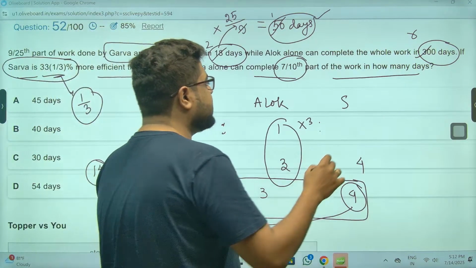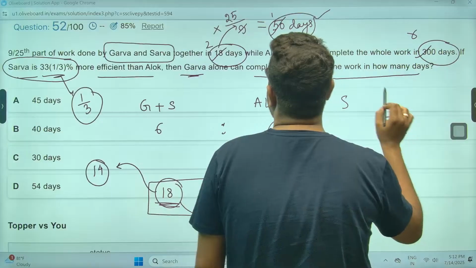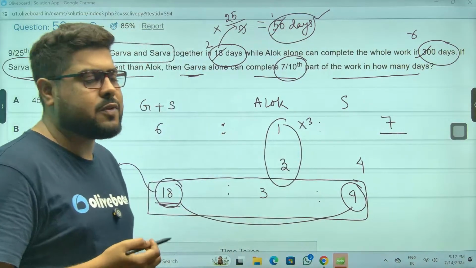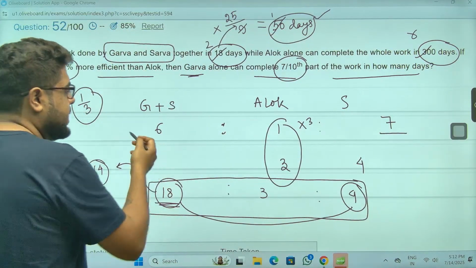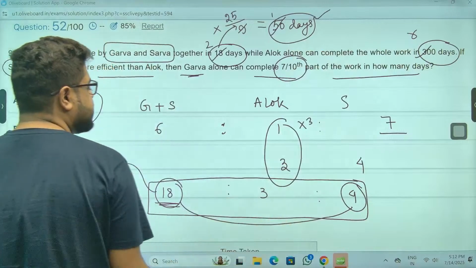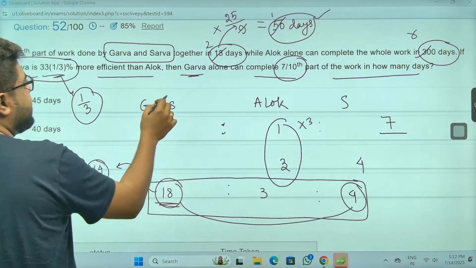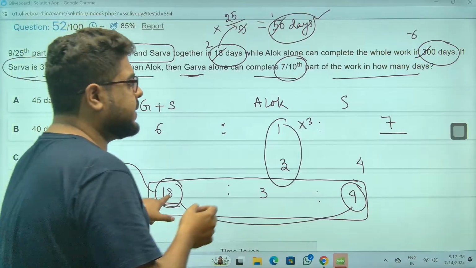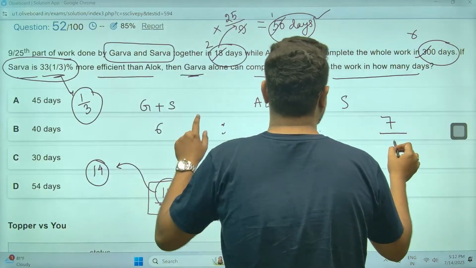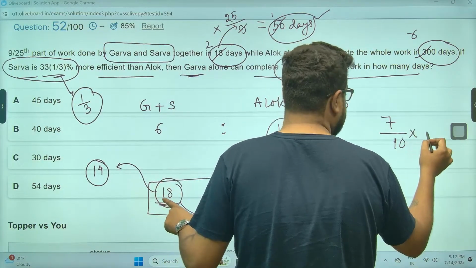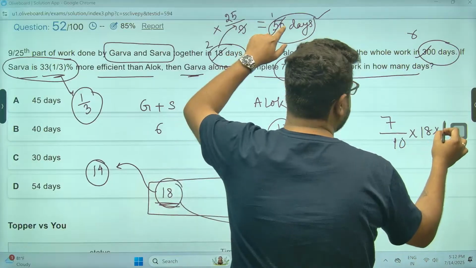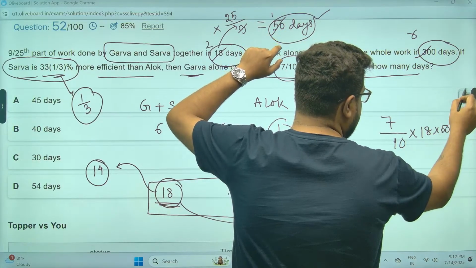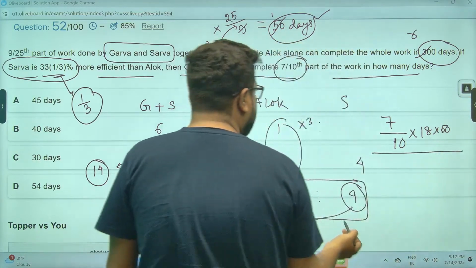Now, 7/10 of the work. So now the total work we haven't calculated. Let's calculate from any of these ratios, sir. Let's take this one. Garva plus Sarva are doing 18 units every day, and they are taking 50 days to complete the total work. Correct? So this is the total work. Now who will do it?